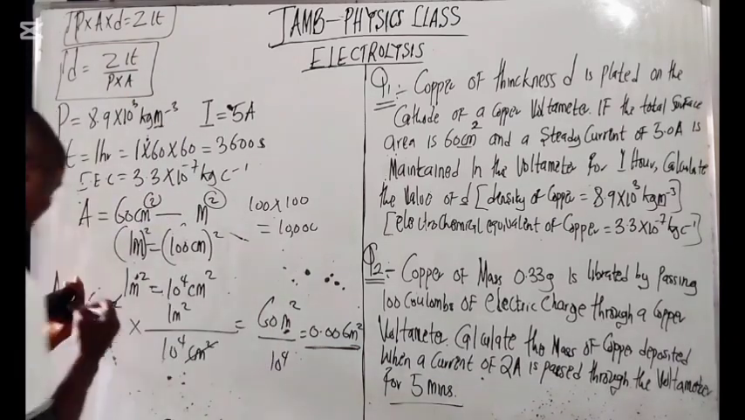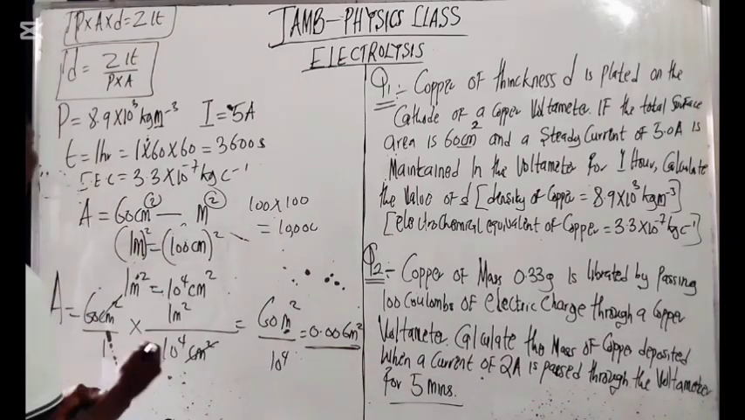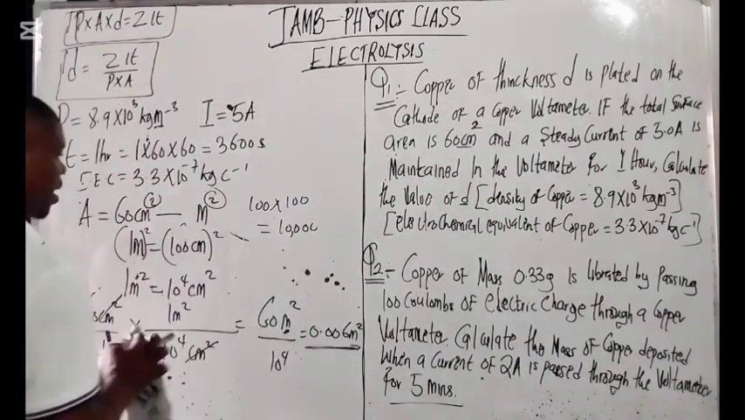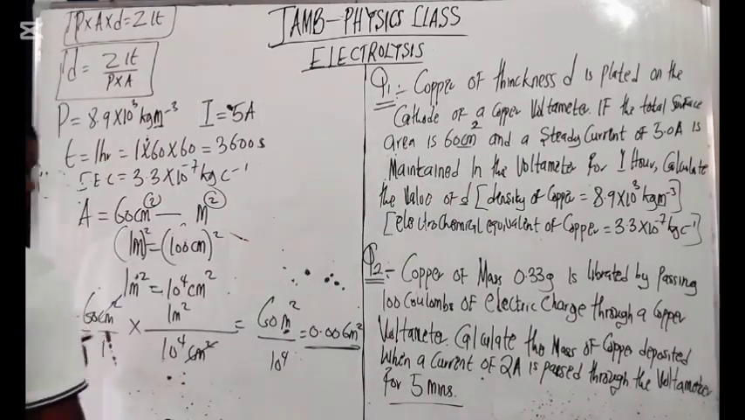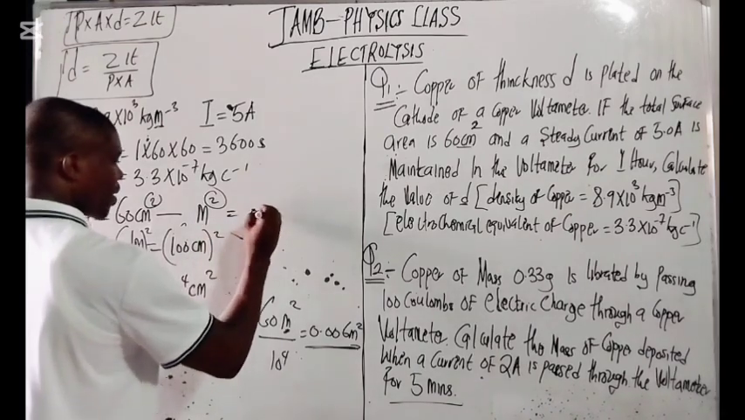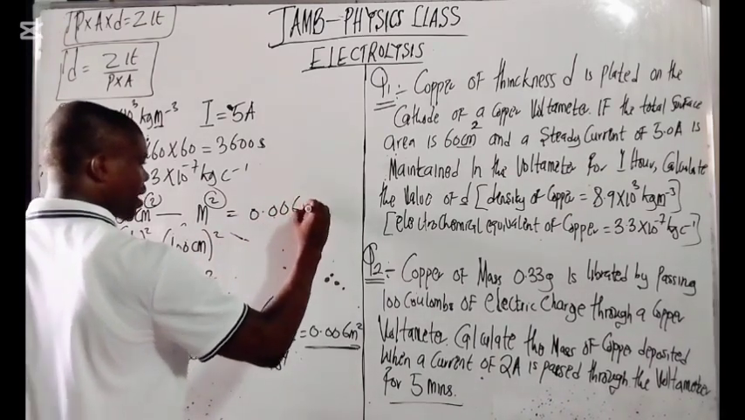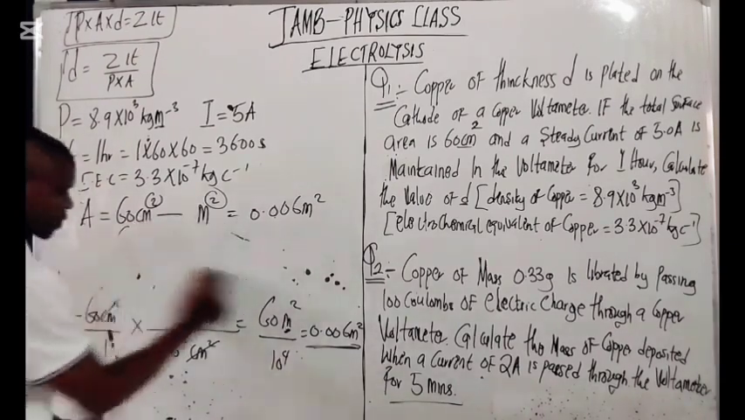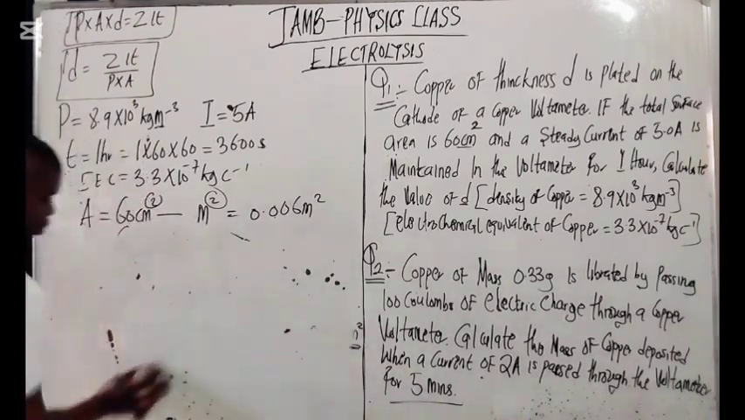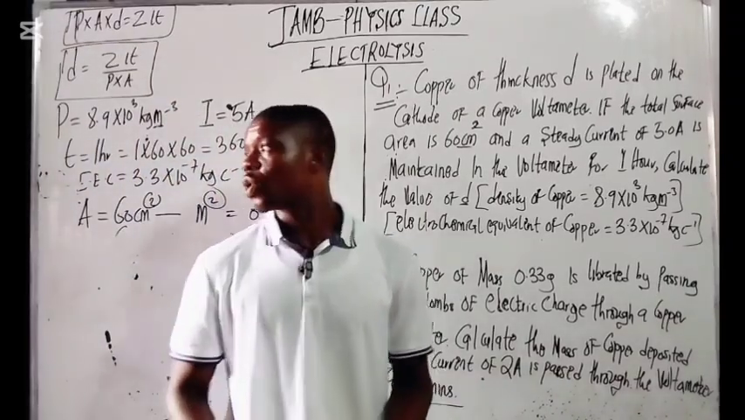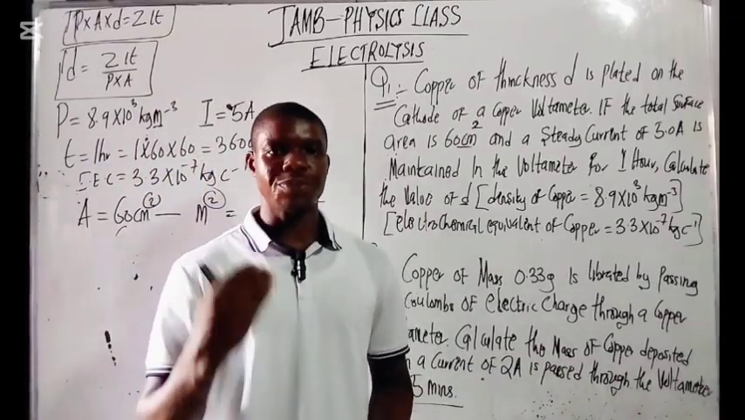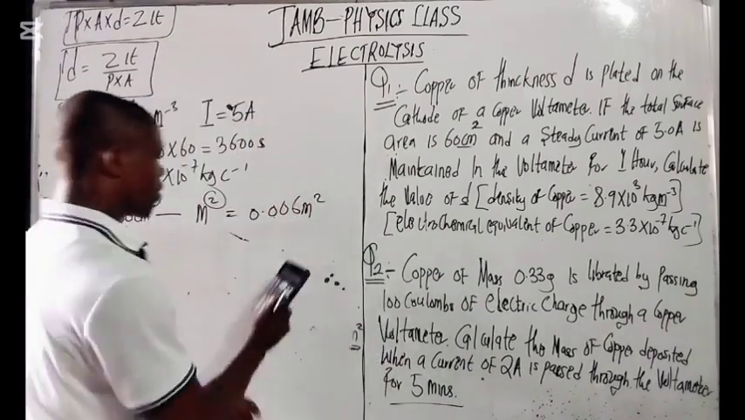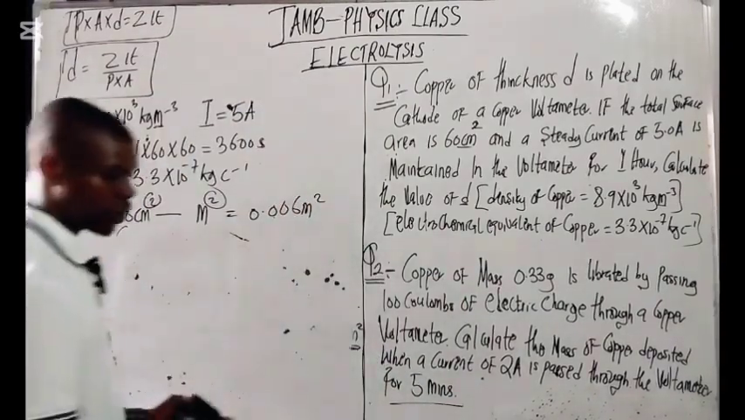So this is now my area here. My area is now equal to 0.006 meter square. This is that. That is it. As a student, it is very important to know how to do this conversion, because it is going to play a big part in your success or not, right? So we have formatted this one here. This is what we have gotten here.